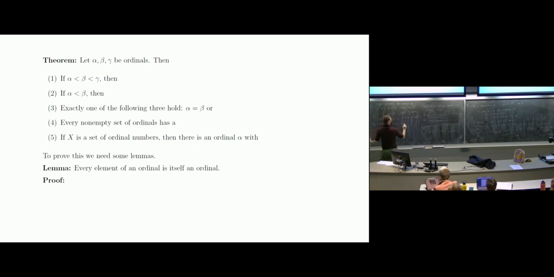Every non-empty set. This is not an obvious thing again, but it is true. Every non-empty set of ordinals has a least element. So these four things here say that ordinals are linearly ordered. That's the first three. And in fact, they're well ordered.